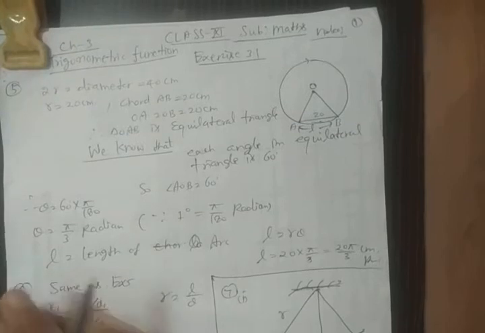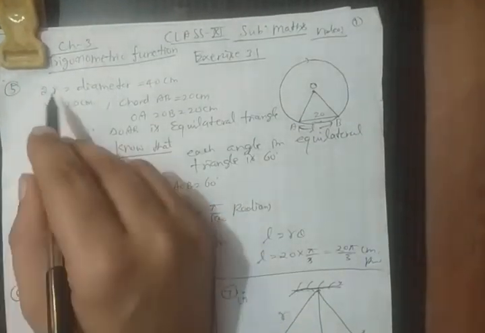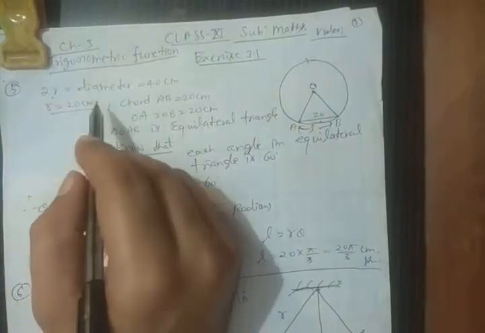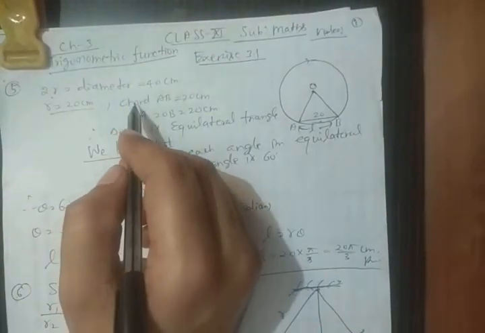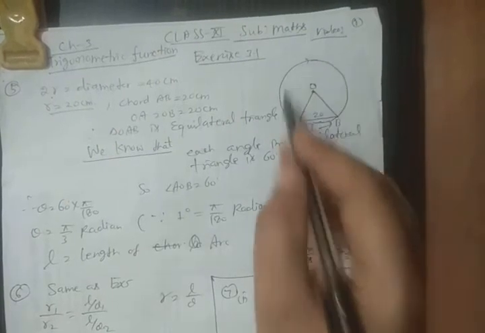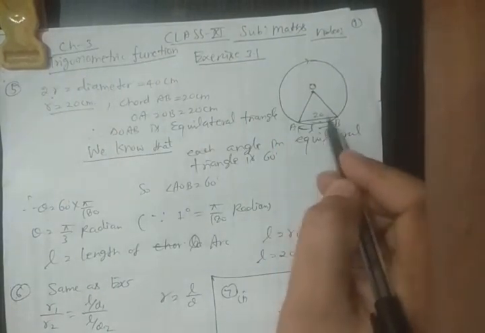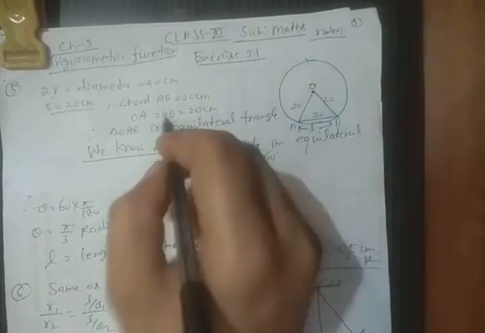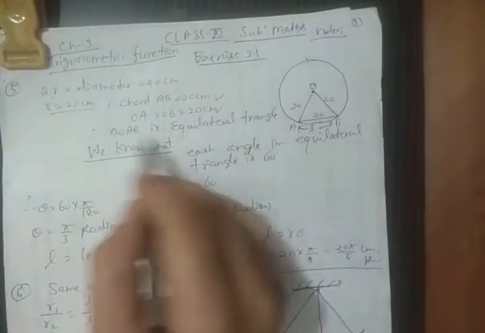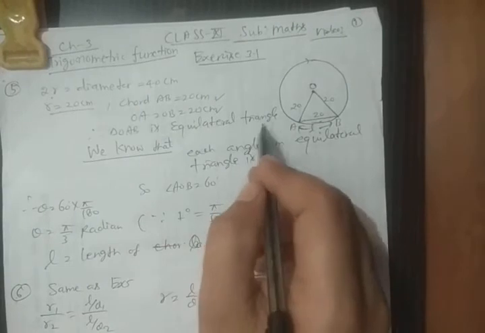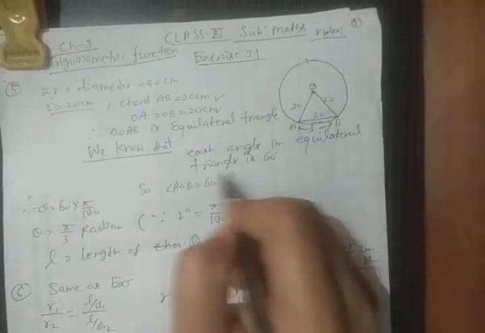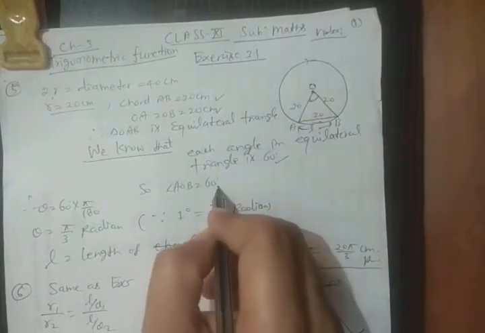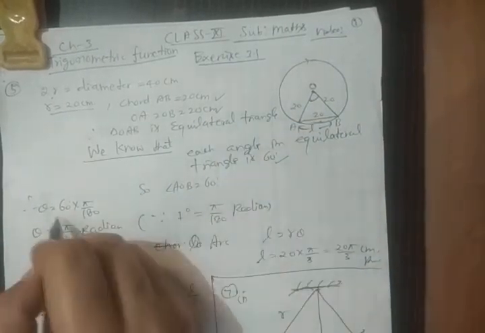Question number 5. In a circle of diameter 40 centimeter, diameter of circle is 2r, so r is equal to 20 centimeter, and length of chord is 20 centimeter. In a circle in which AB is the chord, chord AB is 20 and radius OA is equal to OB is also 20, so triangle OAB is an equilateral triangle. Therefore we know that each angle in an equilateral triangle is 60 degree. Therefore central angle AOB is equal to 60 degree, so theta is equal to 60 degree.